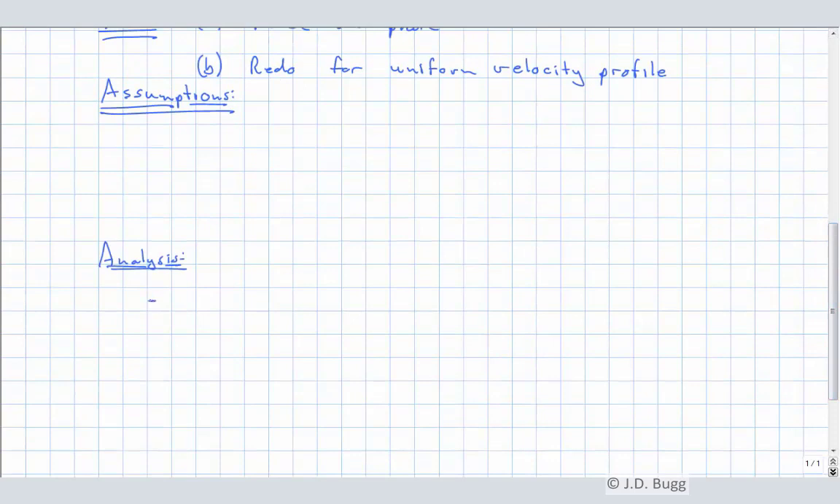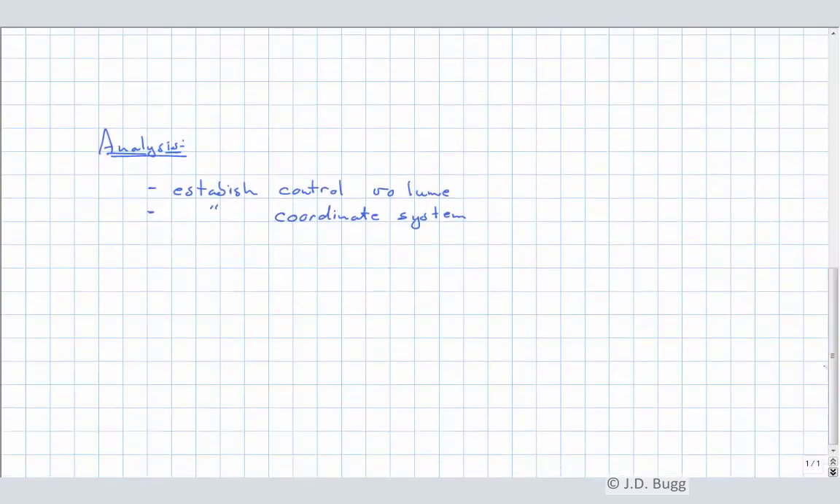So make notes about that down here. Establish control volume. And that's done on the diagram. And establish a coordinate system. And that's also done on the diagram. So now we can begin with our conservation of linear momentum equation.